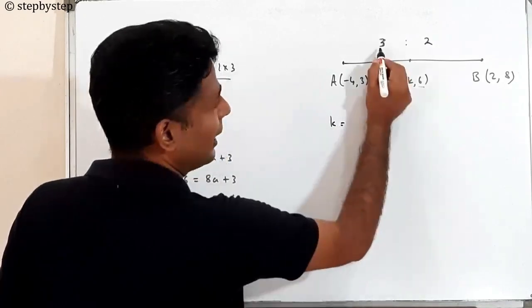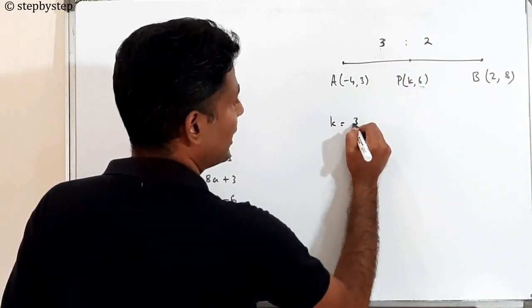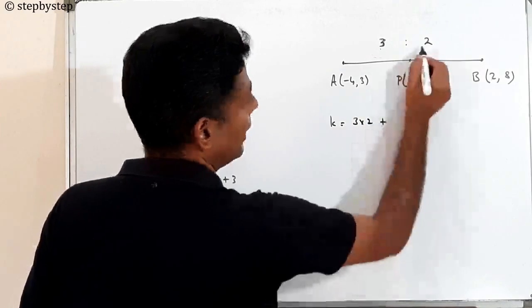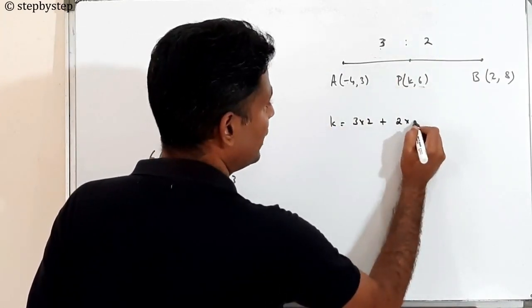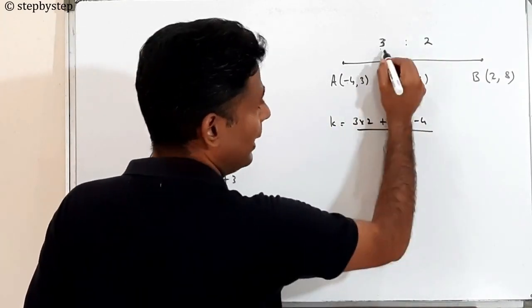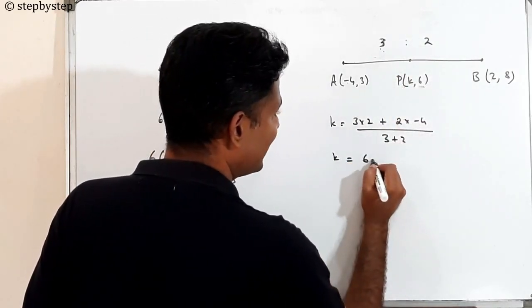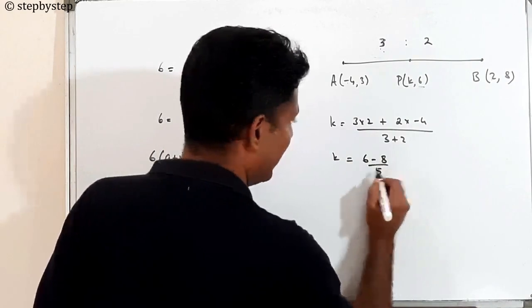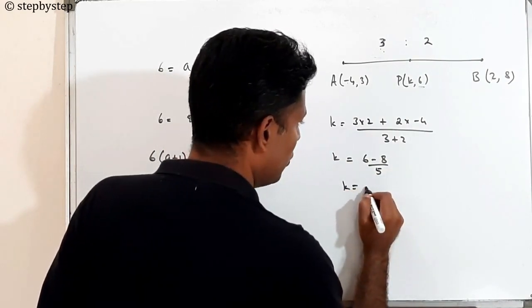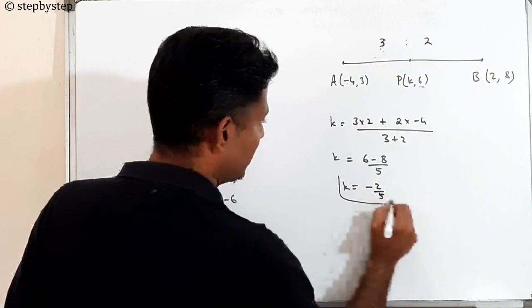So the x coordinate is m into x2, that is 3 into 2, plus n into x1, that is 2 into minus 4, by m plus n, that is 3 plus 2. So we get k equal to 6 minus 8 by 5. So we get k equal to minus 2 by 5.